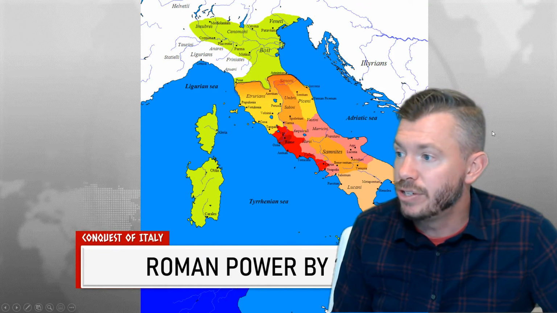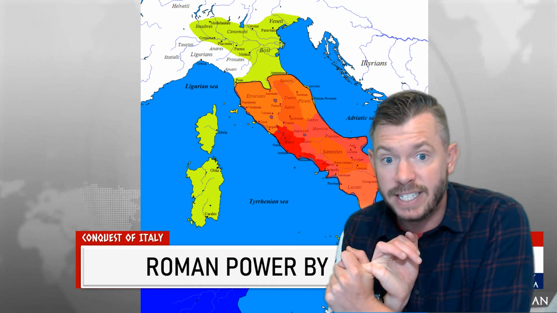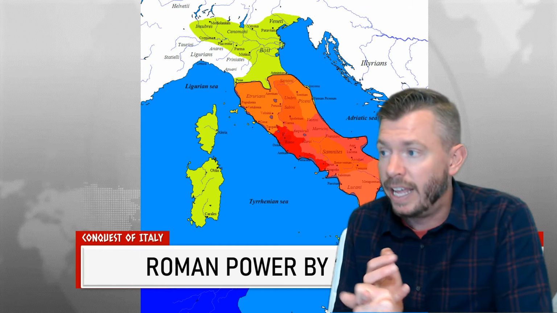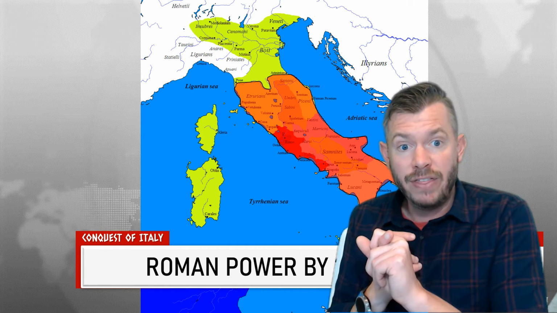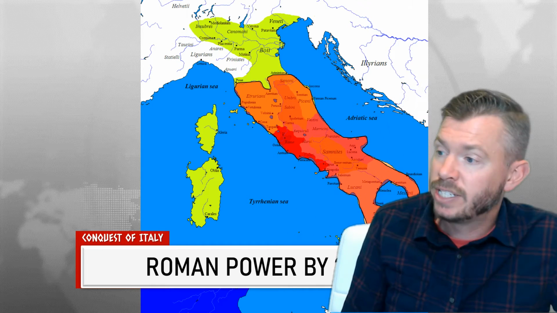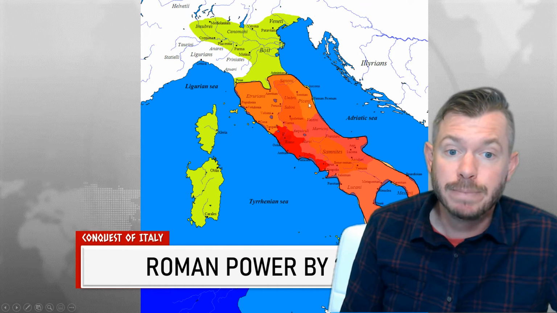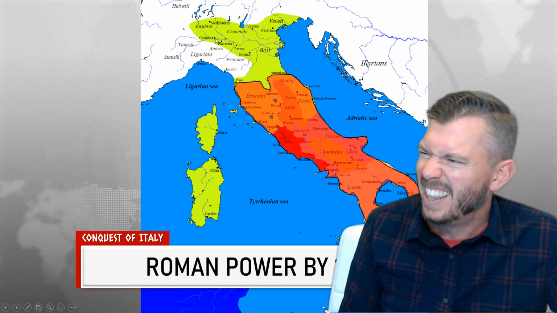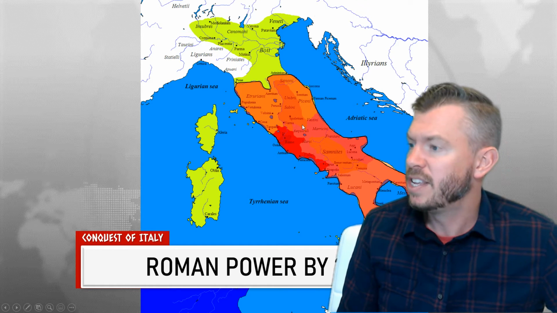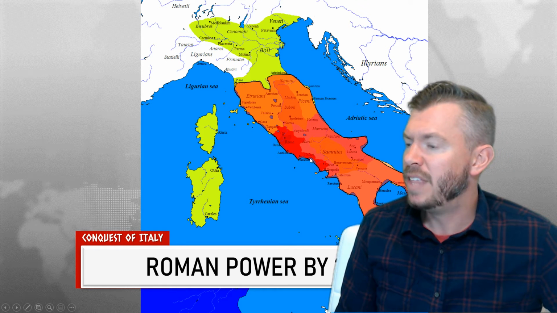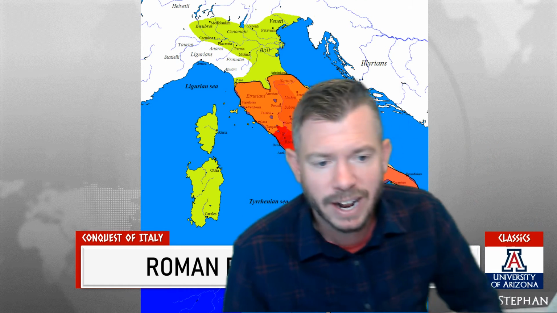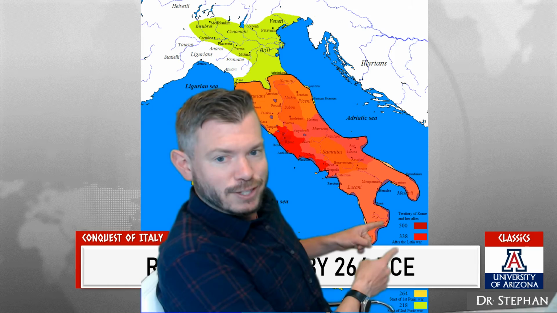Okay, so by 264, now they've defeated the Samnites in central Italy. They've defeated Pyrrhus and incorporated all of southern Italy. And now they defeated the Etruscans at Volsini, modern Orvieto, the last of the Etruscan holdouts. And at this point in time, they've got the vast majority of the Italian peninsula. It still takes them quite a while to get to the Celts up here. But for all intents and purposes, they have got the Italian peninsula by the middle of the 3rd century, this date of 264. Let me get out of the way so you can actually see it. 264 BCE.